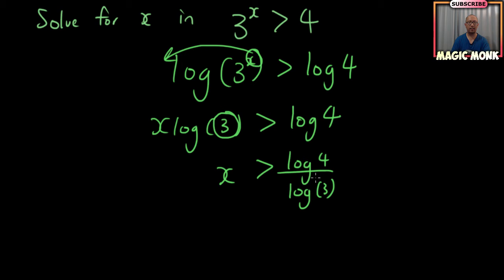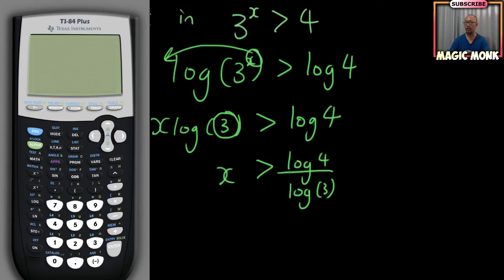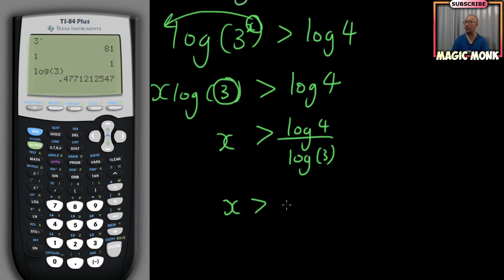Now log 3 is a positive number. If you don't believe me, you can type it in your calculator to check. So actually I'm just going to show you a check. So if I type in log 3, it's a positive number, so you're allowed to do it. So you can make the inequality sign stay the same. So x is larger than log 4 over log 3.